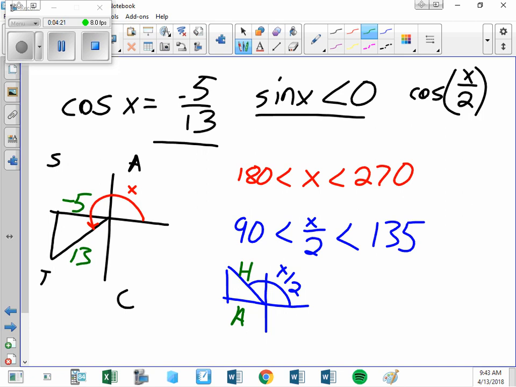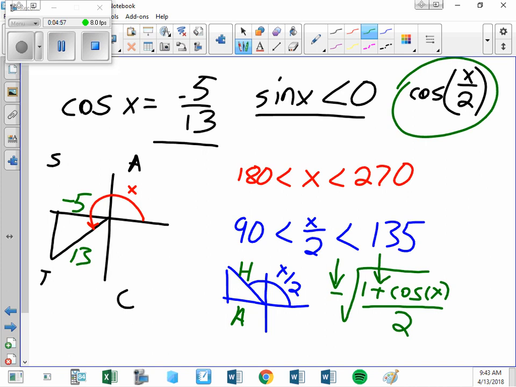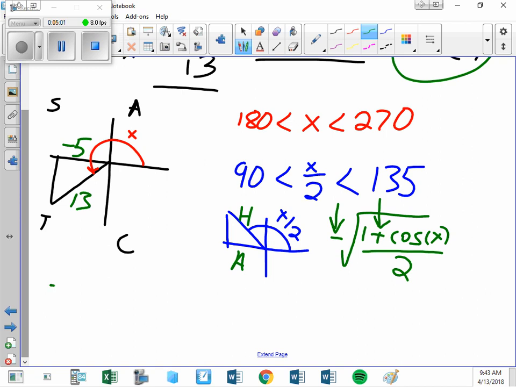Okay? So I'm going to do the negative square root of (1 plus the cosine of x) over 2. Now the reason that this is a minus is because I'm in quadrant 2. The reason that this is a plus is because the cosine formula requires it to be a plus. I want to know what the cosine is. Okay? So, negative square root of 1 plus, what is the cosine of x in quadrant 3? Negative 5/13.